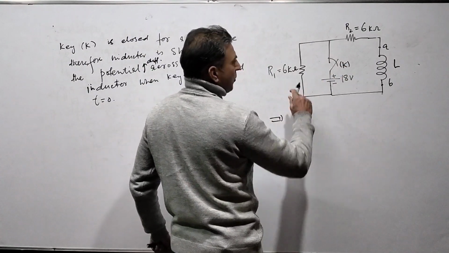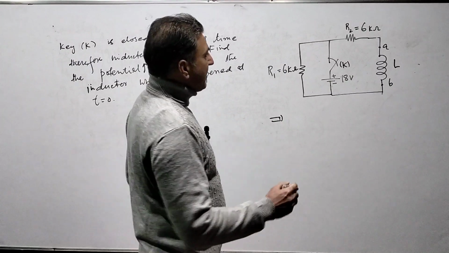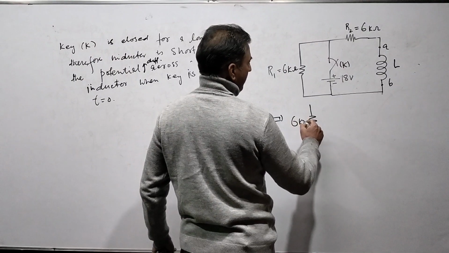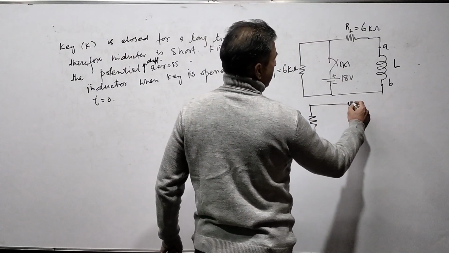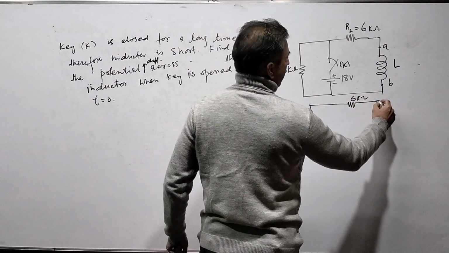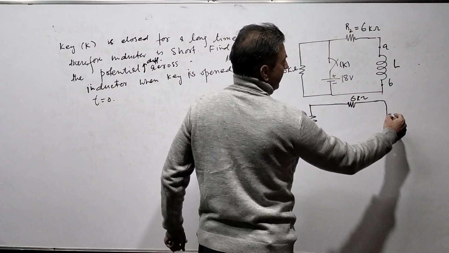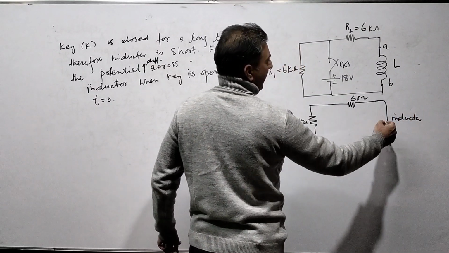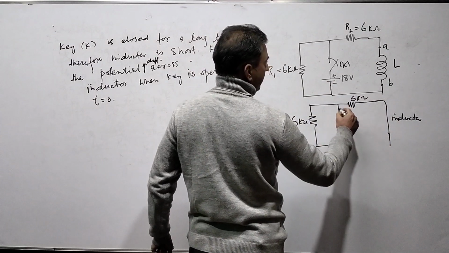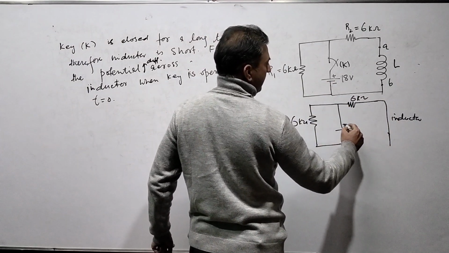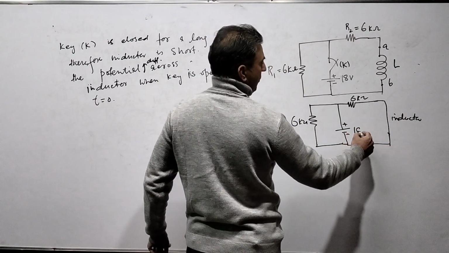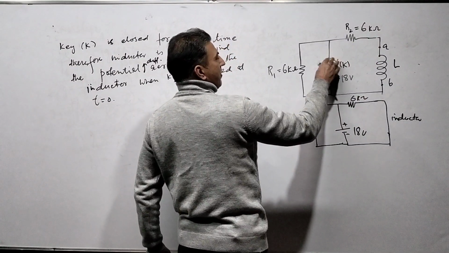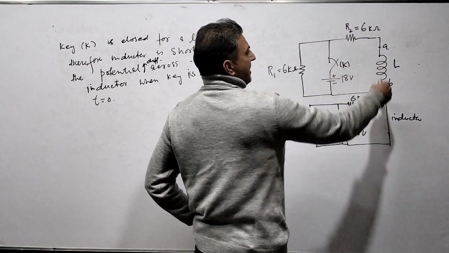So how to solve this question? I will convert this circuit into another circuit, a steady state circuit. That is something like this. Your resistance, 6 kilo ohm, and again a resistance of 6 kilo ohm. Now the inductor is simply a short, and this is the battery, 18 volts. The key has been closed for a long time, and this inductor is a short. It is just an ideal wire.